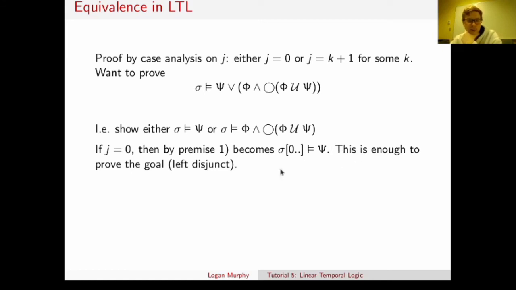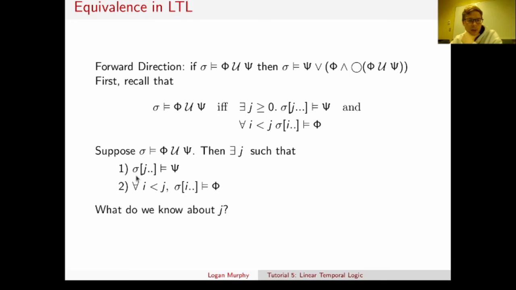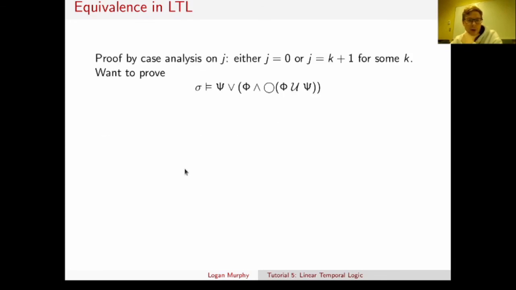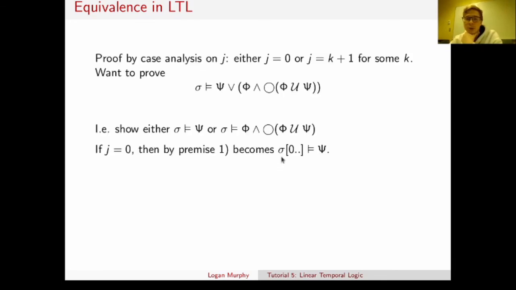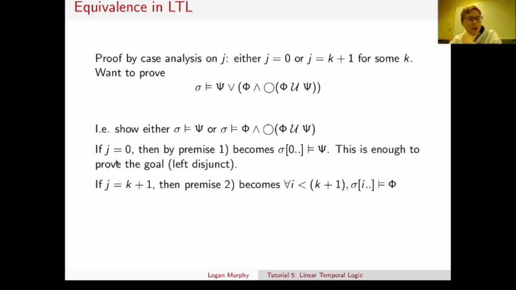Of course, this is enough to prove the goal because one of our options is to prove sigma satisfies psi, and we have that exactly here because sigma j satisfies psi. We are in the case j is equal to 0, so sigma 0 satisfies psi. So this is done. If j is equal to k plus 1, on the other hand, premise 2 becomes this sentence here. For any i which is less than k plus 1, right, because j is equal to k plus 1, if i is less than k plus 1, sigma i satisfies phi.